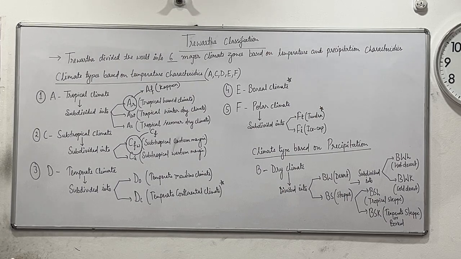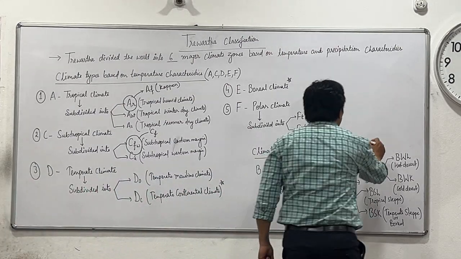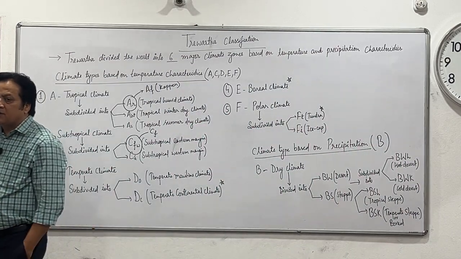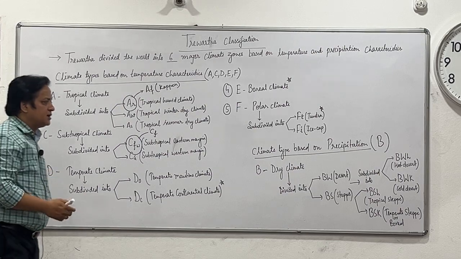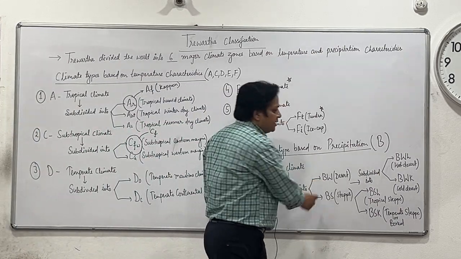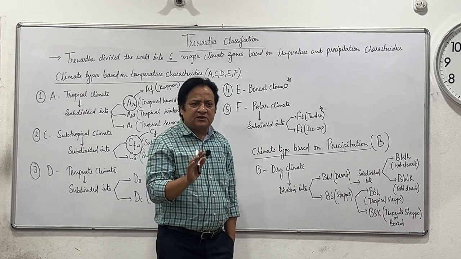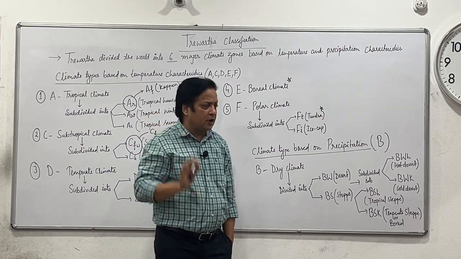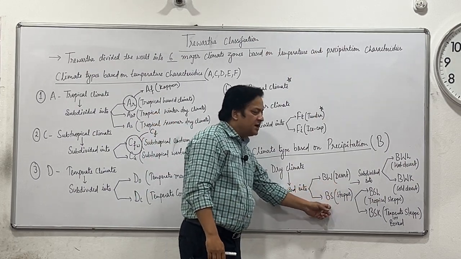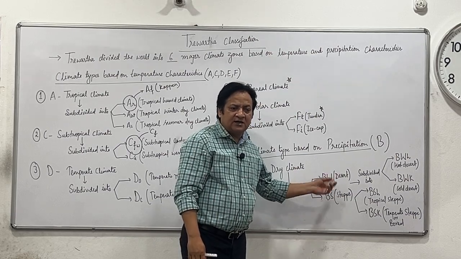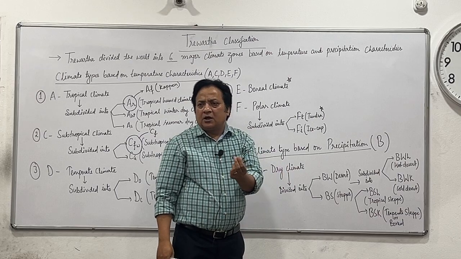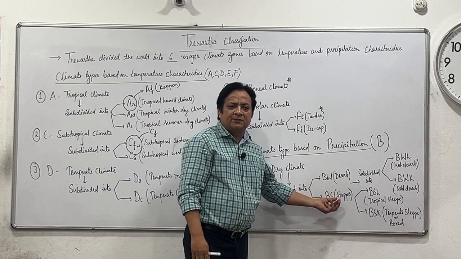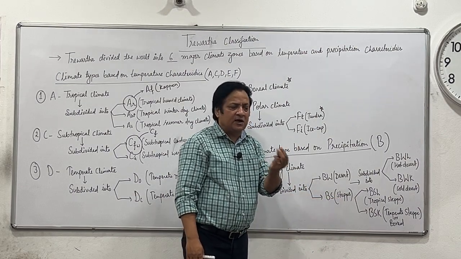Now coming to the climate type based on precipitation, this is your B type, the dry climate. It is further subdivided into two major types. One is BW, again similar to the Koppen classification. BW is your hot desert climate, capital W. And BS is your steppe type, capital S. Steppe is temperate grasses. We call the steppe region or steppe vegetation short grasses. We find short grasses.